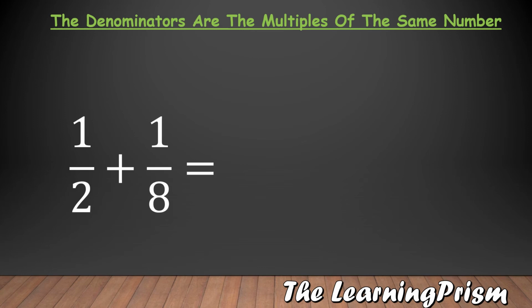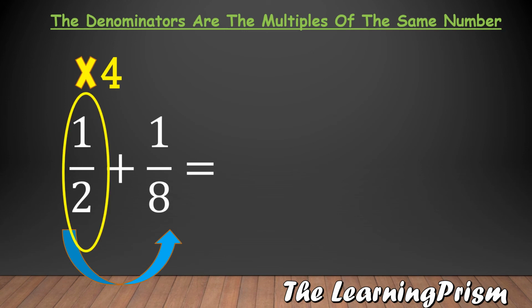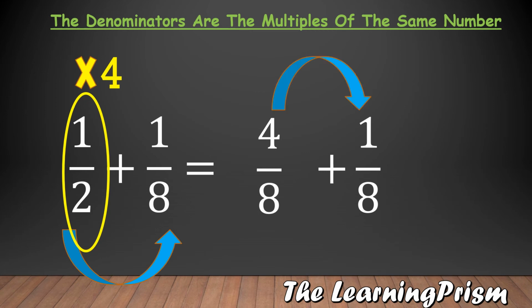Now we have 1/2 plus 1/8. Here in this example, I can see 2 and 8 are multiples of 2. So I'm going to multiply 1/2 by 4 to make my denominator an 8. So 1/2 will become 4/8 plus 1/8. Then we will add the fractions by adding the numerators only. So our final answer will be 5/8.